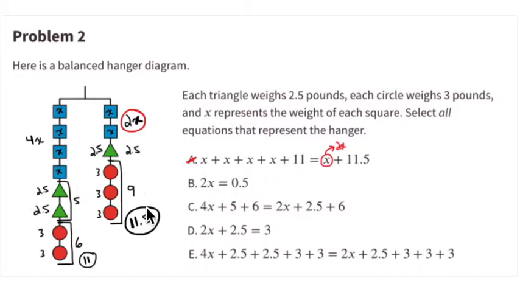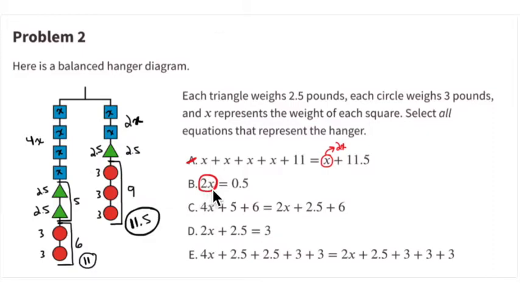The right side is 11.5. So the 3 circles weigh 9 pounds. The triangle weighs 2.5 pounds. Add those together, you get 11.5 pounds. But then there are 2 x's. This only has 1 x here. It should be 2 x's. So A is not an equation that represents this diagram.